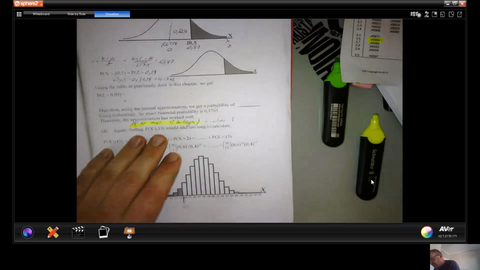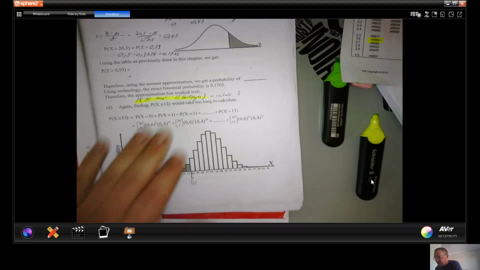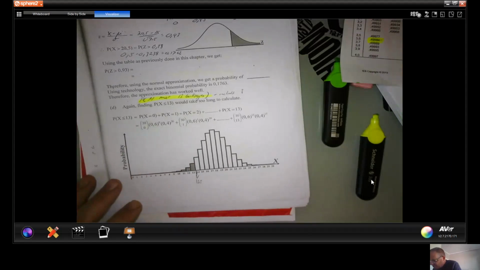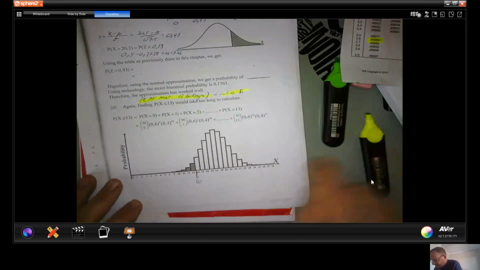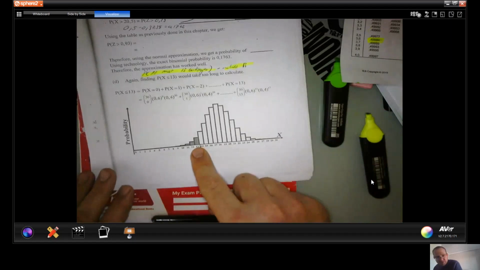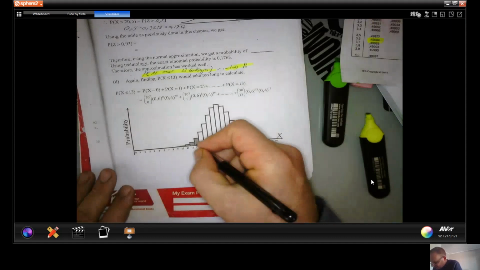Right. Okay, I'll do one last one. D. Now in D it says what's the probability that they're at, in fact I'm going to finish them, it's just D and E, that they're at most 13 bullseyes. So here, at most 13 means you're going to include 13. So here's your binomial distribution. Remember, 13 is the middle of the bar.